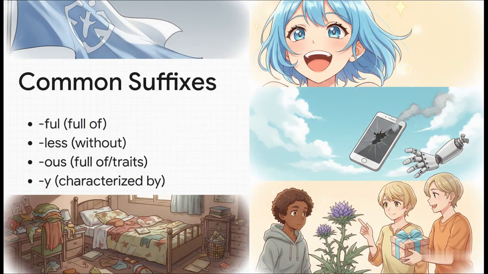Think of this next part as your ultimate vocabulary cheat sheet. Let's look at some really common suffixes. Take full. It literally means full of, like a joyful smile. Now its exact opposite is less, meaning without. So a cloudless sky has 0 clouds. Then we've got ous, which also means full of, but it usually points to character traits or even danger, like generous. And finally, y means characterized by something. A messy room is characterized by a mess. Honestly, if you just memorize these endings, you're going to instantly be able to guess the meaning of hundreds of new words.